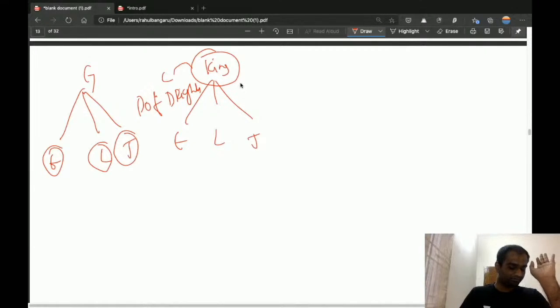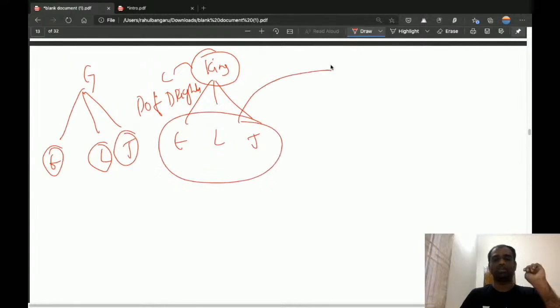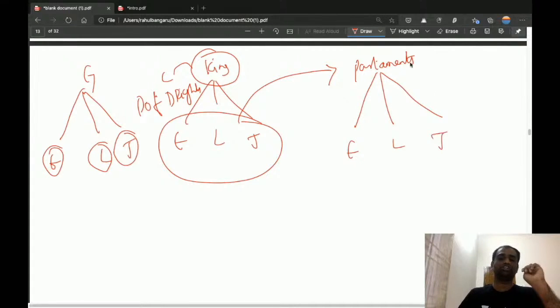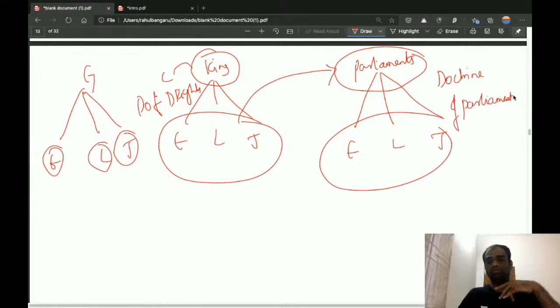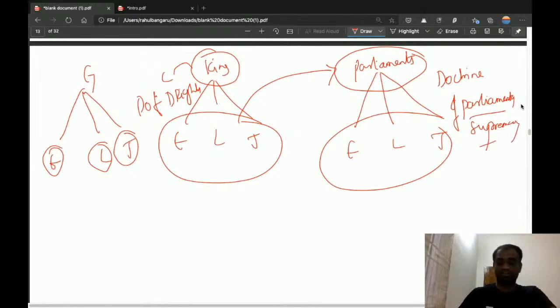Now gradually, all these powers from the king in UK were taken away by a body called parliament. So in UK, right from 1850 onwards, parliament exercised executive, legislature, and judiciary. Since all these powers are derived from parliament, this type of government is called the doctrine of parliamentary supremacy.